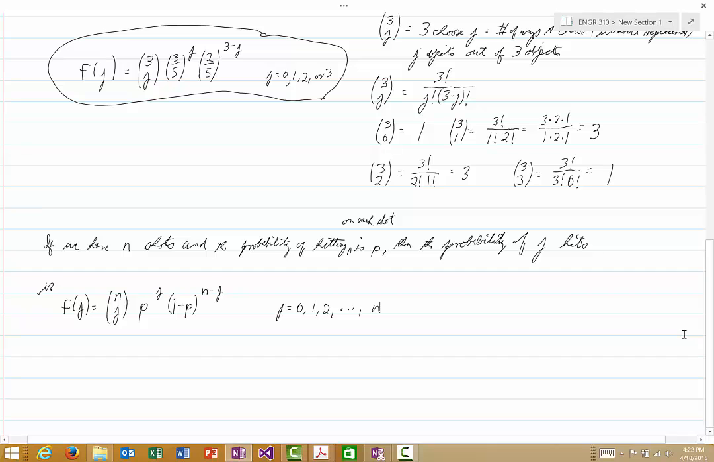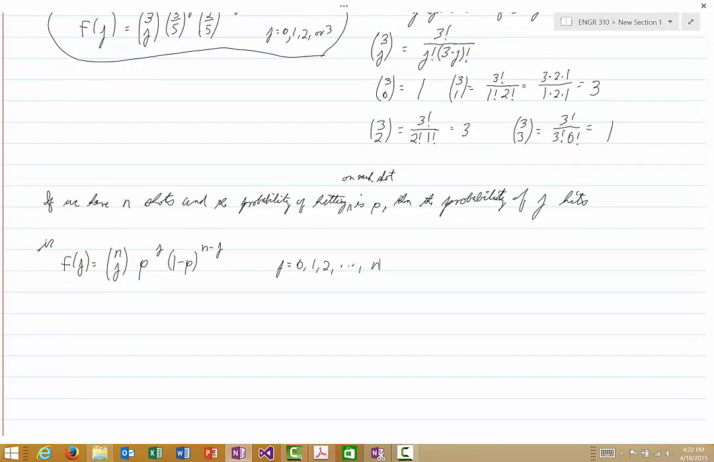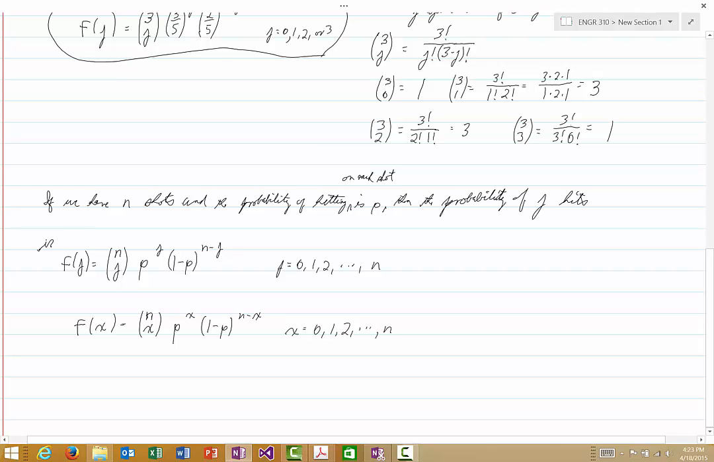Of course, if you would like to stick with notation that is a little more similar to what we've been doing, instead of j, if you wanted x, then this would become f of x is equal to n choose x times p to the x times 1 minus p to the n minus x, where x is equal to 0, 1, 2, dot dot dot, n.